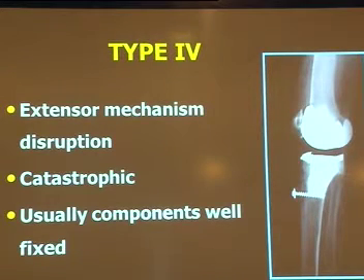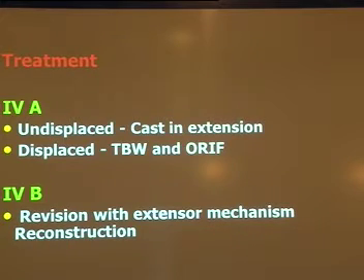Type 4 is extensor mechanism disruption or avulsion of the tibial tubercle, which is usually catastrophic. Your implants, or the components, are usually well fixed. The type 4A is undisplaced. You can treat it in a cast in extension. If they are displaced, tension band wiring with internal fixation. If you have type 4B, in which the implant is also loose, then you need to revise with extensor mechanism reconstruction.